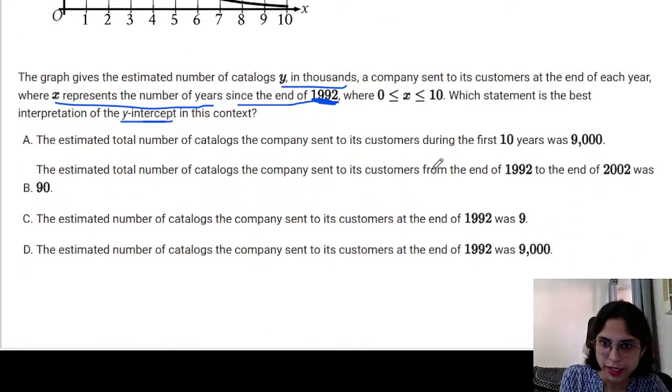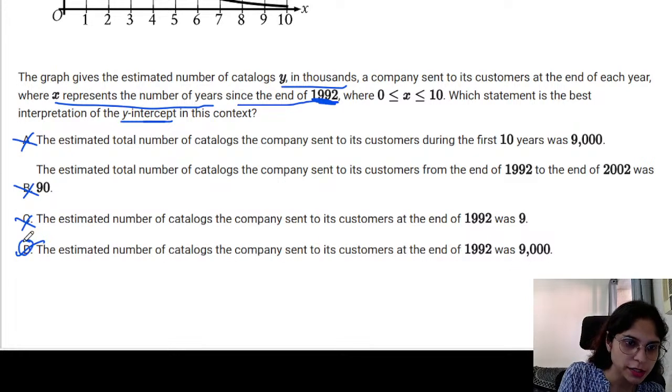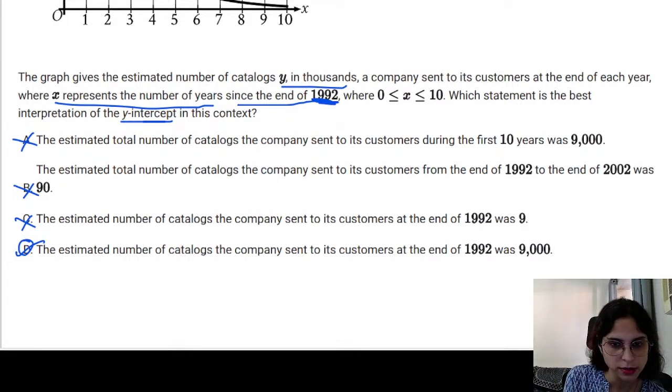So at the end of 1992, during first years, no. The value is 9000, 90 is already gone, 9 is already gone. There are only two options for 9000. During first 10 years, that's not the correct answer. At the end of 1992, the answer was 19,000. So this is the correct option. Most people would choose C because the y-intercept is 9. They will think the answer is going to be 9. No, but it is 9,000. That's the only thing. Alright?